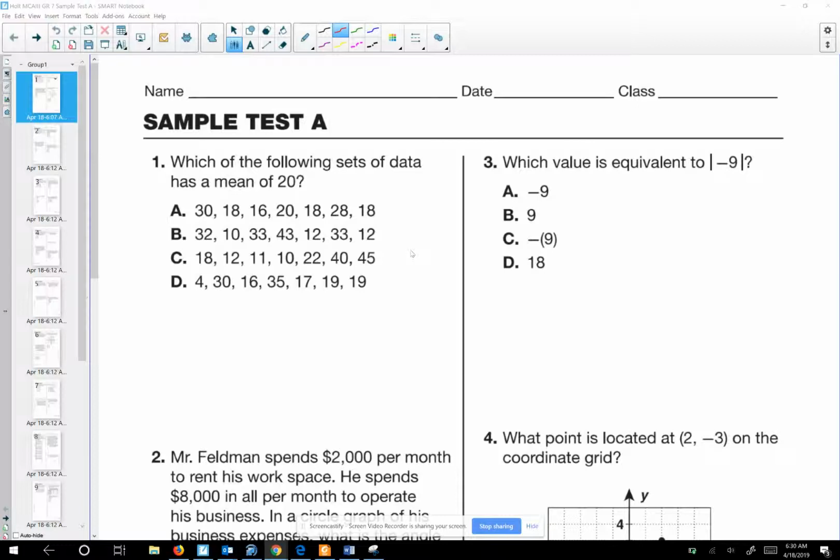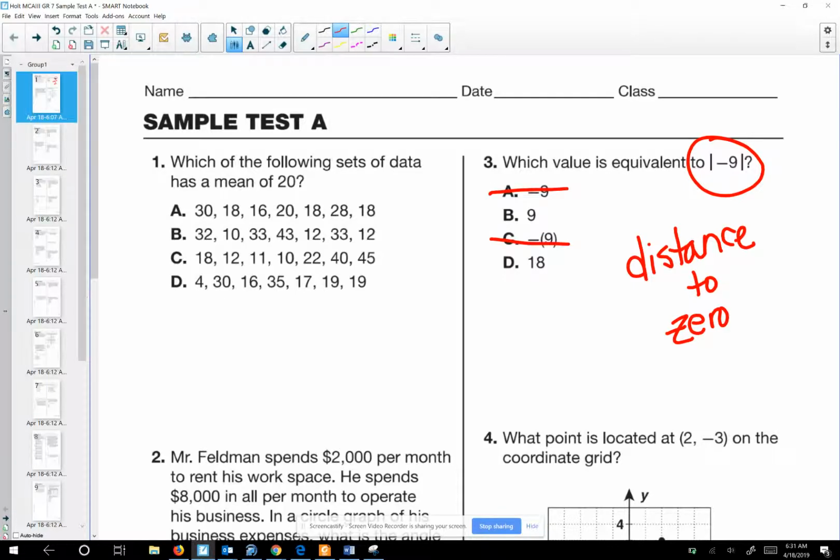I will tell you this on question number 3 here. Remember that this symbol that has those bars around it like this is the absolute value. The absolute value means what is the distance to or from 0 on a number line. Basically, it means it's always positive because we're talking about the number of units. So there's only one answer that makes sense there. And notice A and C are the exact same value, so it can't be either one of those. Ta-da.